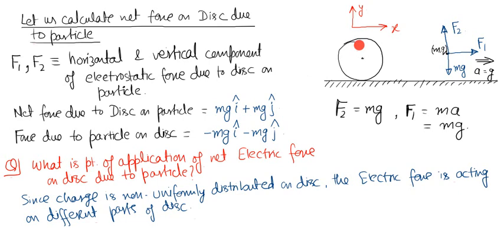But the important thing is that I do not know the point of application of this electric force on the disk, which means that it will not be very easy for me to write the torque equation. I can easily write the force equation on the disk, but I cannot write the torque equation that easily. Why? Because for writing the torque equation, I need the point of application of the force, which I do not know because the charge is non-uniformly distributed on this disk.